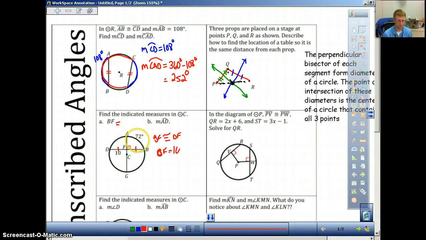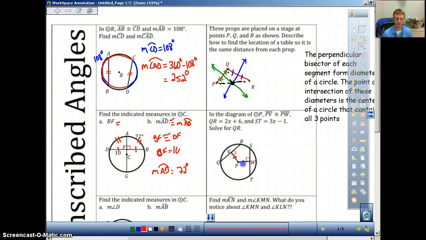Okay, and the same thing is true with the arc measures. We know that these arcs are also being bisected, so those have to be equal to each other. So that means the measure of arc AD is going to be congruent to the measure of arc AB. So if the measure there is 72 degrees, then the measure of AD has to be the same, which is 72 degrees.